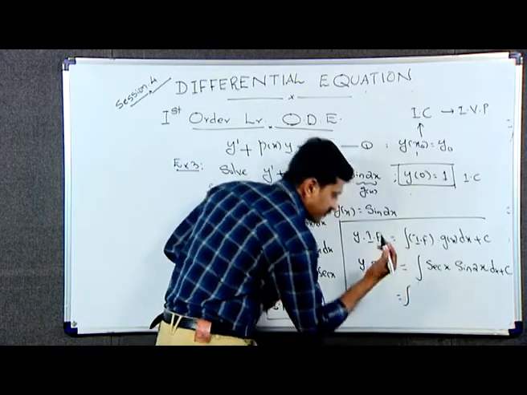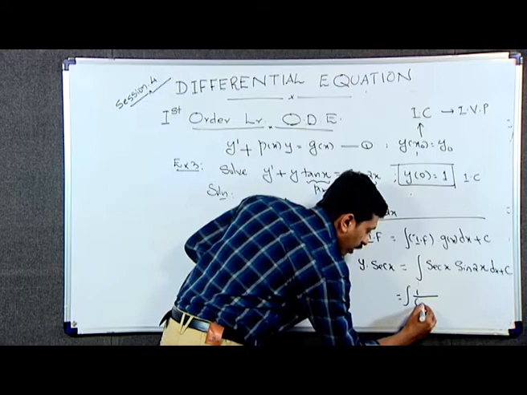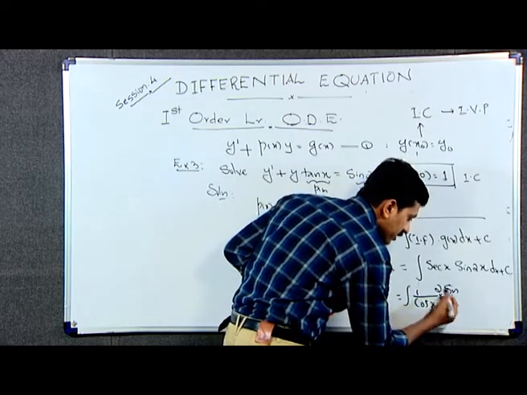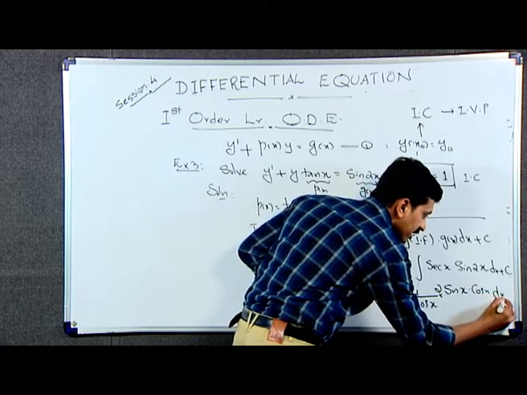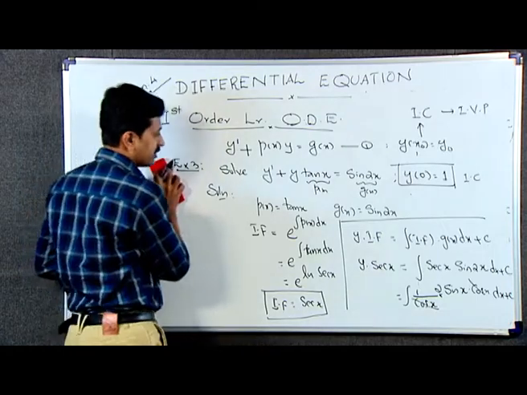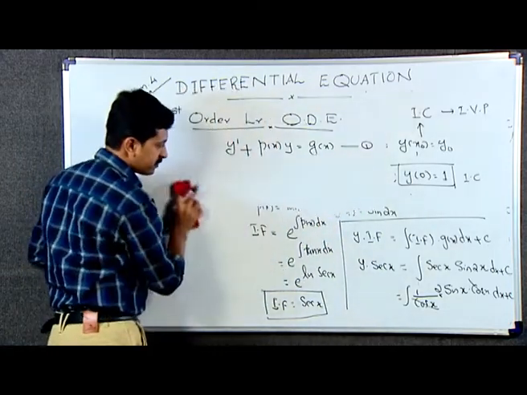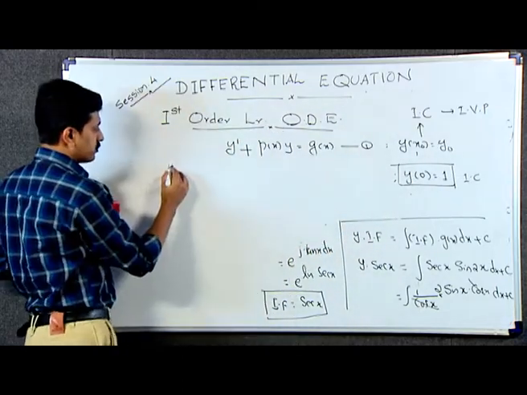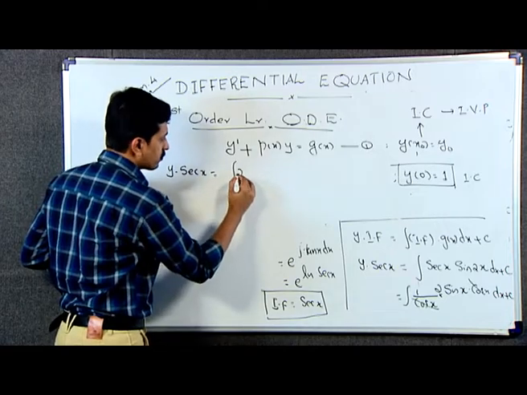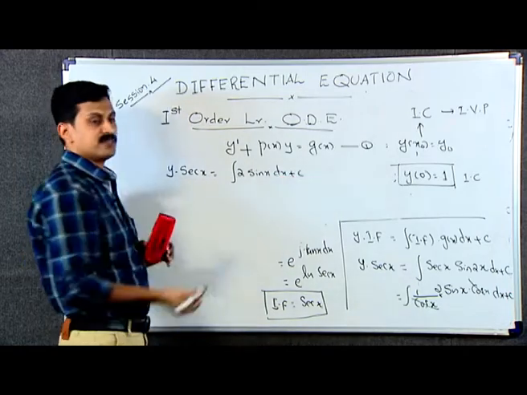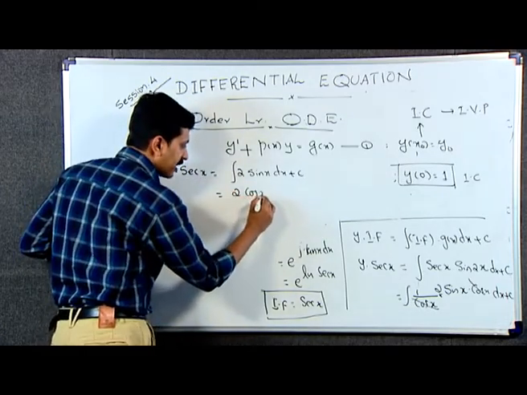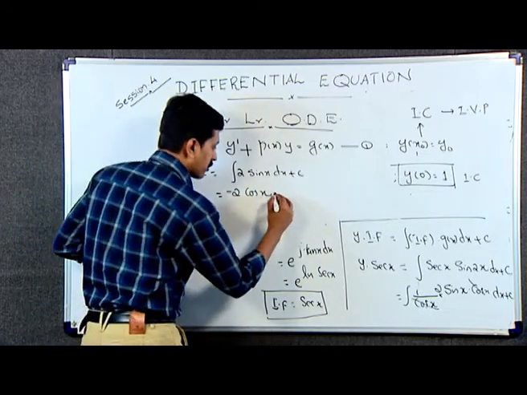On the right side, I can rewrite sec x as 1 by cos x, times sin 2x, and by the trigonometric formula sin 2x is 2 sin x cos x, dx plus c. Here the denominator has cos x and the numerator has cos x, so we cancel that. So y sec x equals the integral of 2 sin x dx plus c, which is 2 times the integral of sin x. The integral of sin x is minus cos x, so we get minus 2 cos x plus c.